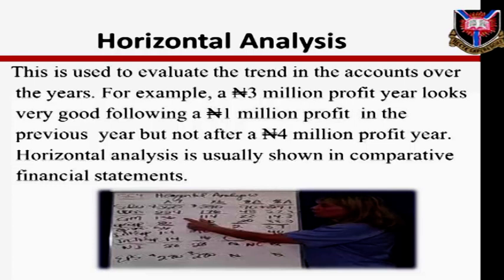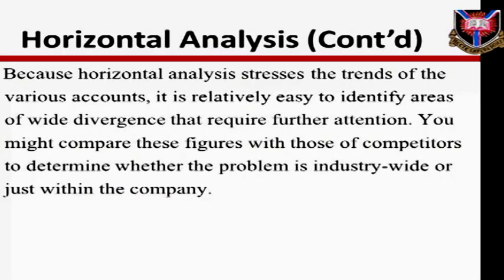Horizontal analysis is usually shown in comparative financial statements. Companies often show comparative financial data for 5 years in annual reports under a 5 financial year summary. Because horizontal analysis stresses the trends of the various accounts, it is relatively easy to identify areas of wide divergence that require further attention.